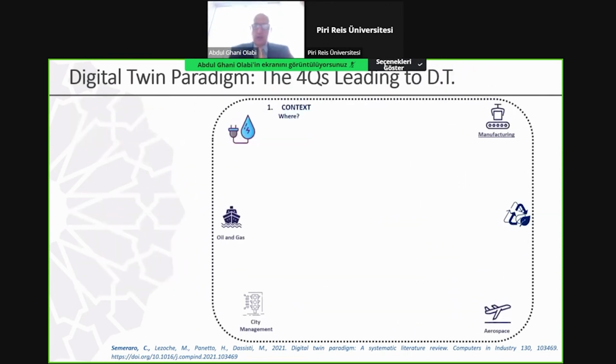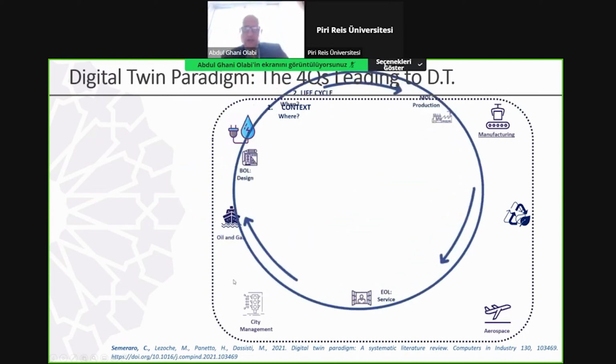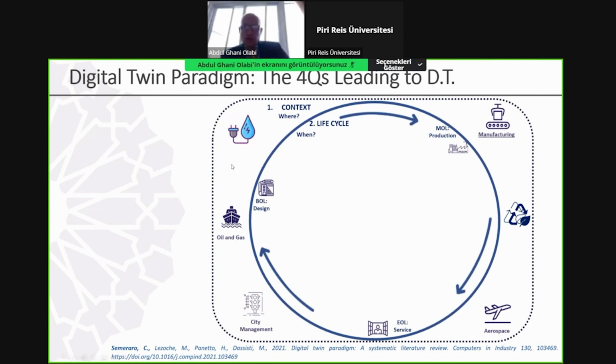So here, starting with digital twin, we have the four questions leading to digital twin. When I start, I want to know where I can use this digital twin. I can use it in a lot of things, like manufacturing, environment, aviation, renewable energy, oil and gas, and so on. The second question, when? I need to look at the life cycle, the production bill of material and so on and so on. So it will help me a lot.